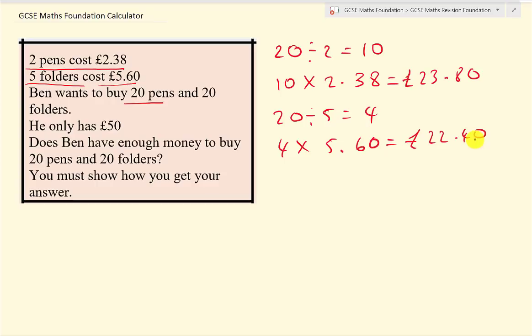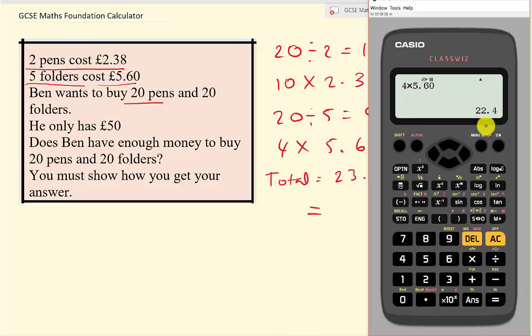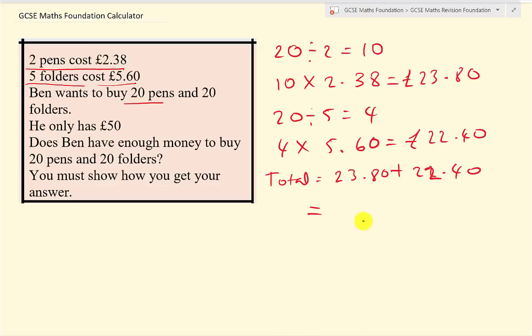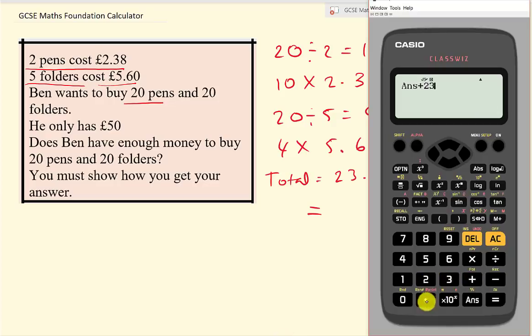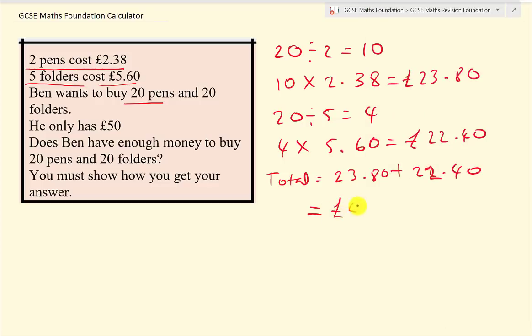So £22.40 is the cost of the folders. Now let's work out the total cost. It's going to be £23.80 added to £22.40. £22.40 is already on the calculator, so we need to add £23.80 now. That gives us a total of £46.20. So £46.20 is what it costs him. Now he only has £50. You must show how you get your answer. Does he have enough money to buy? Yes, he does. Yes, he has enough money.